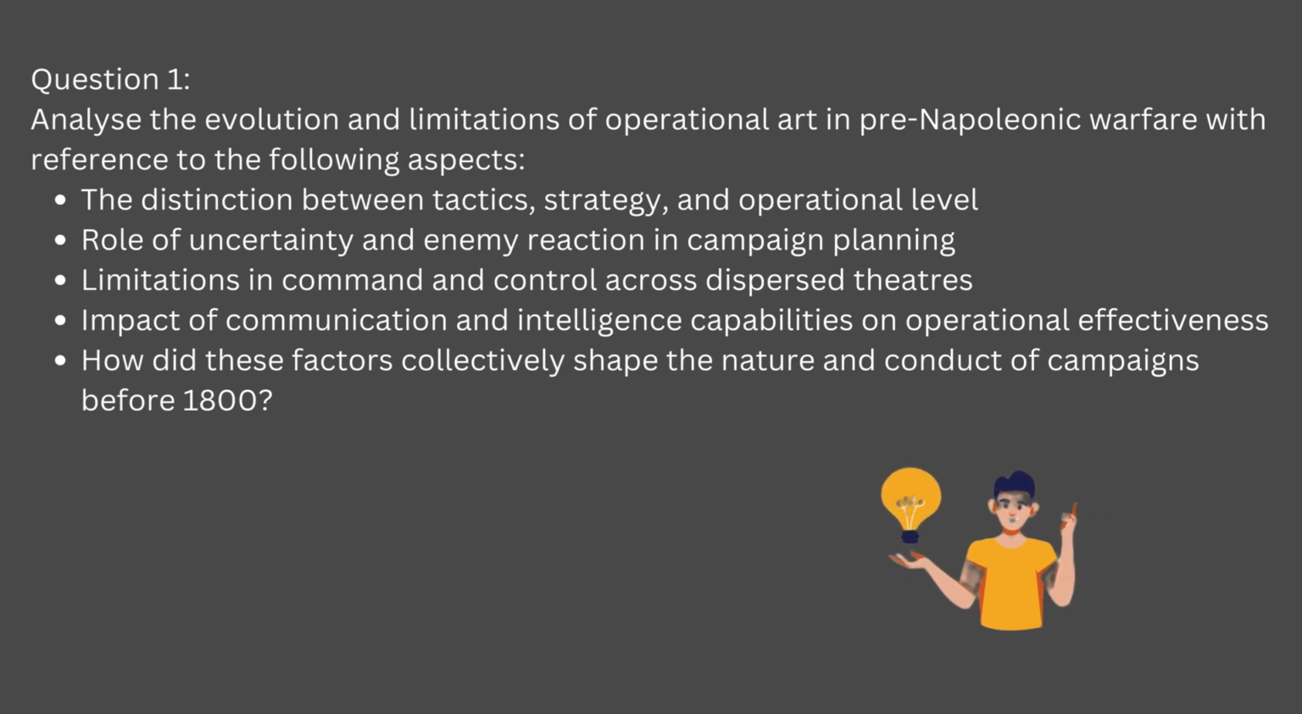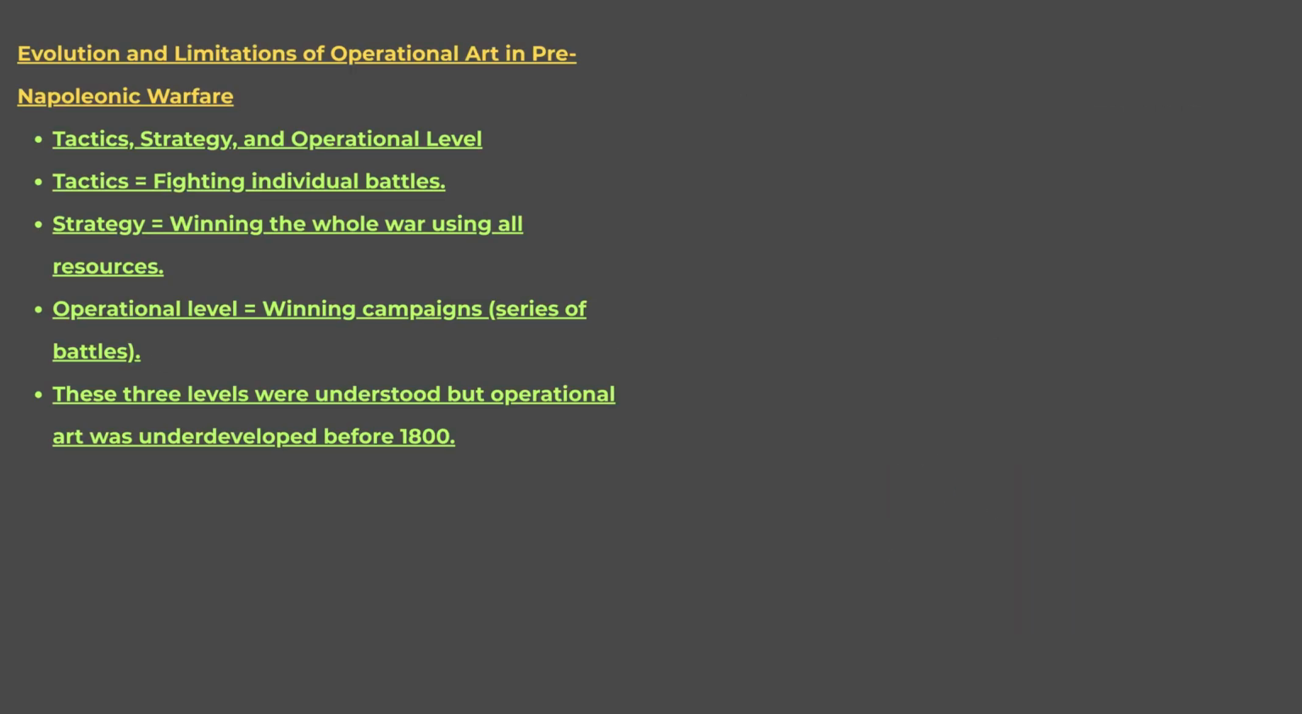Let's tackle each part. First part: tactics, strategy, and operational level. Before 1800, people understood the basic levels of war. Tactics meant how to fight a single battle. Strategy was about winning the whole war using all your resources. And the operational level, which connects strategy and tactics, that was not well developed yet. So, battles were fought and wars were planned, but there wasn't much thinking about how to link a series of battles into one smooth campaign.